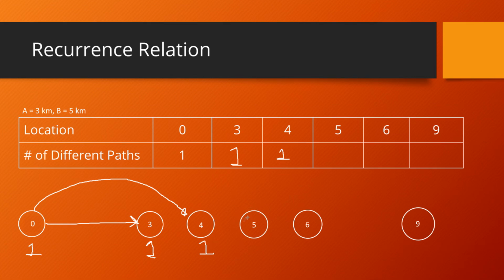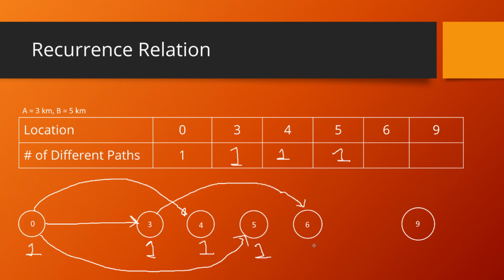Let's continue this pattern. At node 5, we can get there from node 0 by traveling 5 kilometers. However, at nodes 3 and 4, we cannot travel to node 5 because they are too close together. So the number of ways to travel to node 5 is 1. For node 6, we cannot travel directly from node 0. However, we can travel directly to node 6 using node 3 only. Therefore, the number of ways to travel to node 6 is also 1.